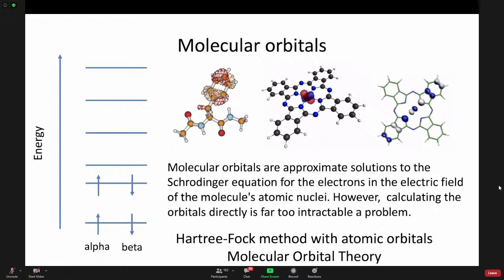And as I mentioned, we can't do it directly. So how we do it, we use a method called the Hartree-Fock method, which is a mean field method with atomic orbitals. And by the way, today's methods that I'm going to introduce are all classified as molecular orbital theory. So you can see that molecular orbitals are very important to understand this.